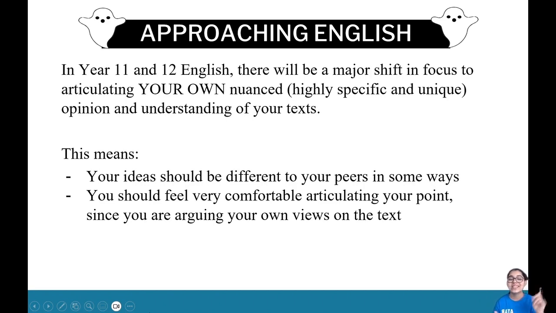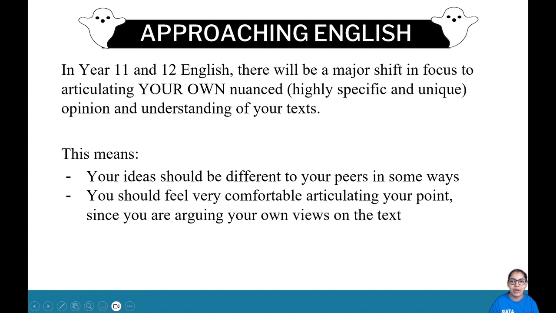And this is where discussing your ideas, arguing about them in obviously a constructive way, and really engaging with them comes into play, and you should feel very comfortable articulating your point, because you are arguing your own views on the text. You're not arguing your teacher's view on the text, you're not arguing your friend's view on the text. You're going to argue for your own view on what you think the text is doing, and that is personal voice. That is a key part of HSC English, the marking criteria.